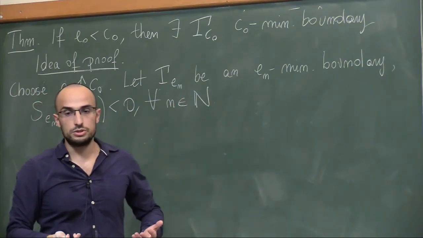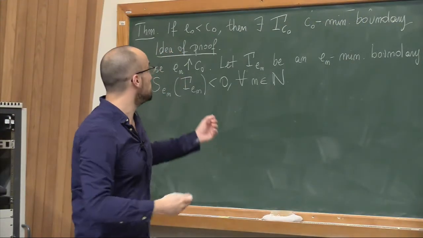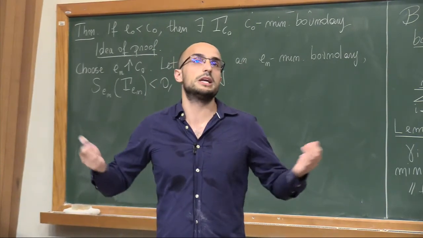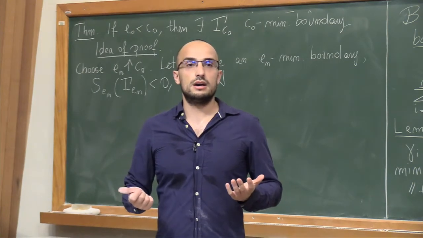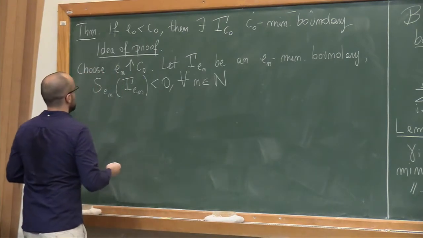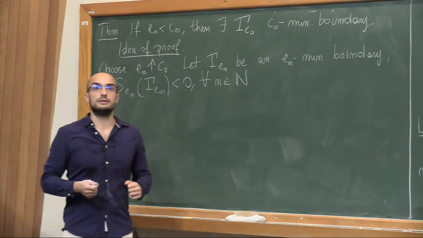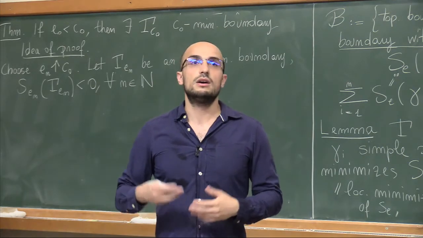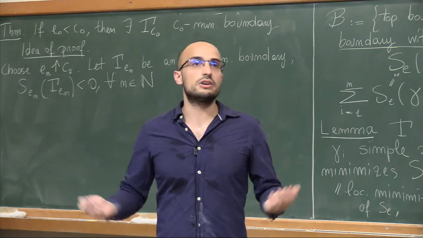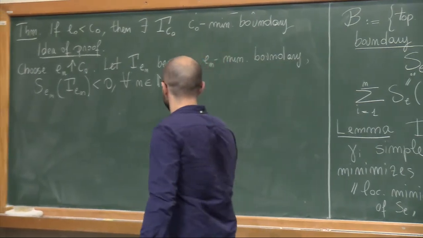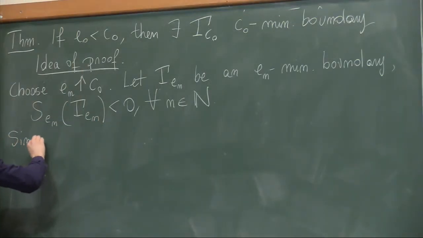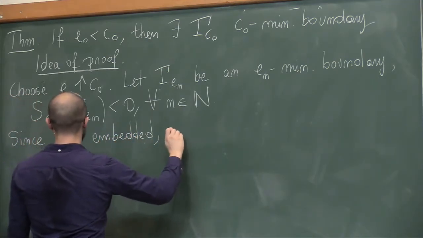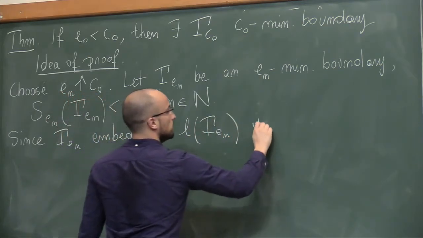So basically what one would do is, okay, we have this sequence of minimal boundaries with energy converging to C0. We would like to extract a converging sequence to some minimal boundary with energy C0. So why can we do that? The reason is that basically these gamma En are embedded. So since these gamma En are embedded, we can bound uniformly from above the length of these minimal boundaries. And this turns out actually to be the only compactness we need to pass to the limit. So let's say, since gamma En is embedded, the length of gamma En is uniformly bounded.